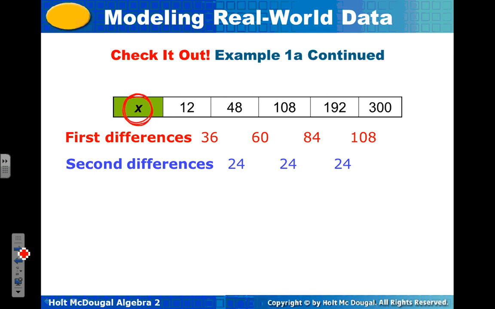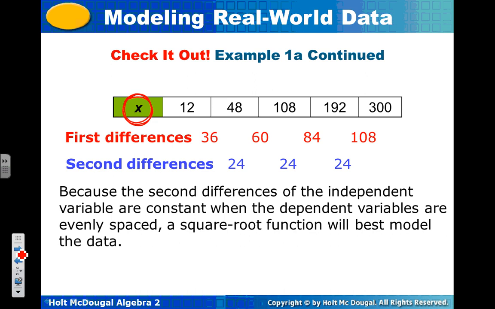So if you look at that chart at the beginning, it said the second differences for the x values make a square root function. Okay, so that's what this is. So on your paper, you'll want to write square root function, and you might want to write second difference of x values. So x values is a square root function.